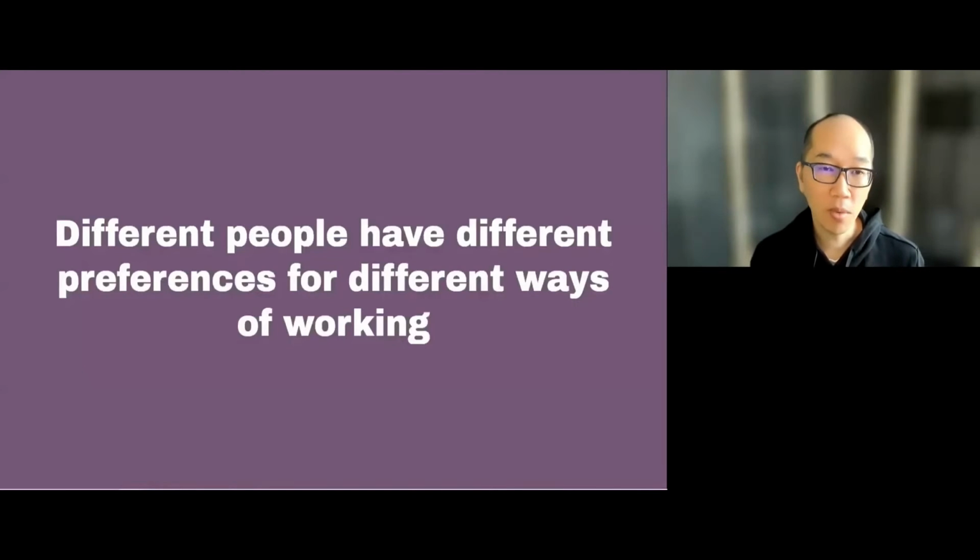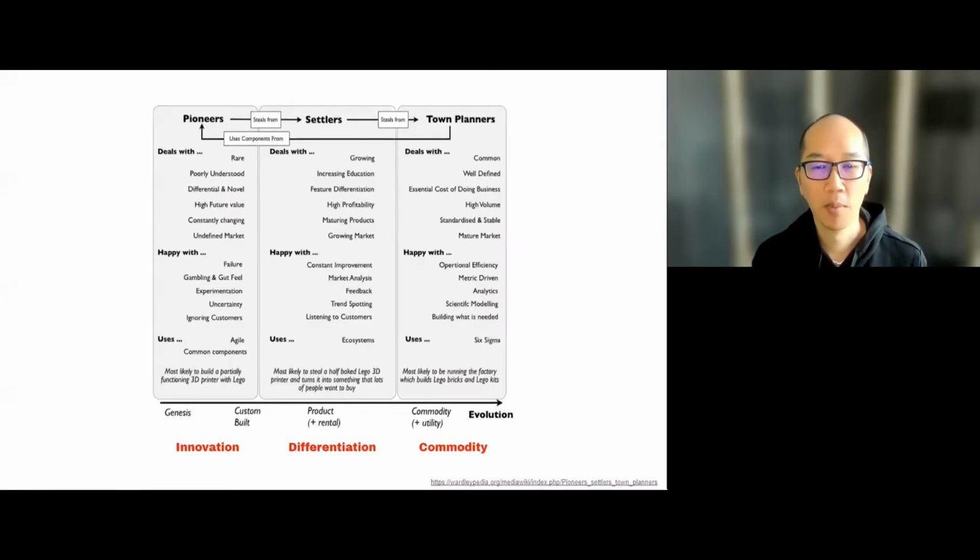Okay, associated with this is to recognize that different people have different preferences for different ways of working. So even though we have, hey, this is the kind of ways of working that's appropriate for this product capability, given where it's at within the product lifecycle, the individuals on those teams may or may not like those styles of working, which you have to acknowledge. The model I like to use for this is from Simon Wardley, the Pioneers, Settlers, Town Planners. So you can say pioneers are associated with innovation, like those type of activities. Settlers are in differentiation, and town planners are in commodity.